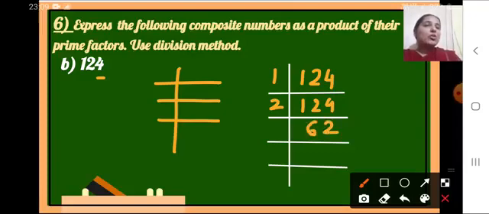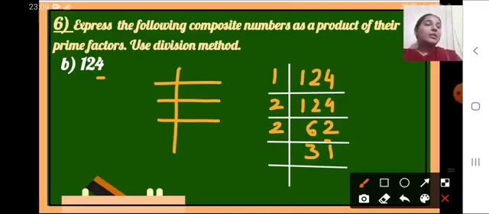Now again you just look at the ones place. We have 2 here, which is an even number. So again it will be divisible by 2. So let's divide it again. So what will we get here? 2 3s are 6 and 2 1s are 2.